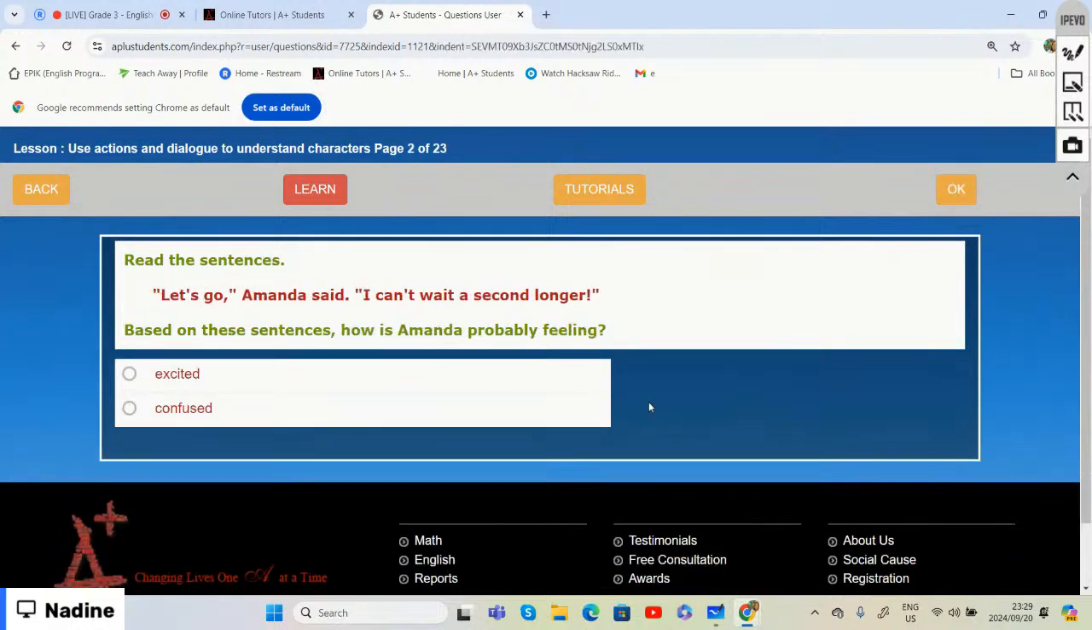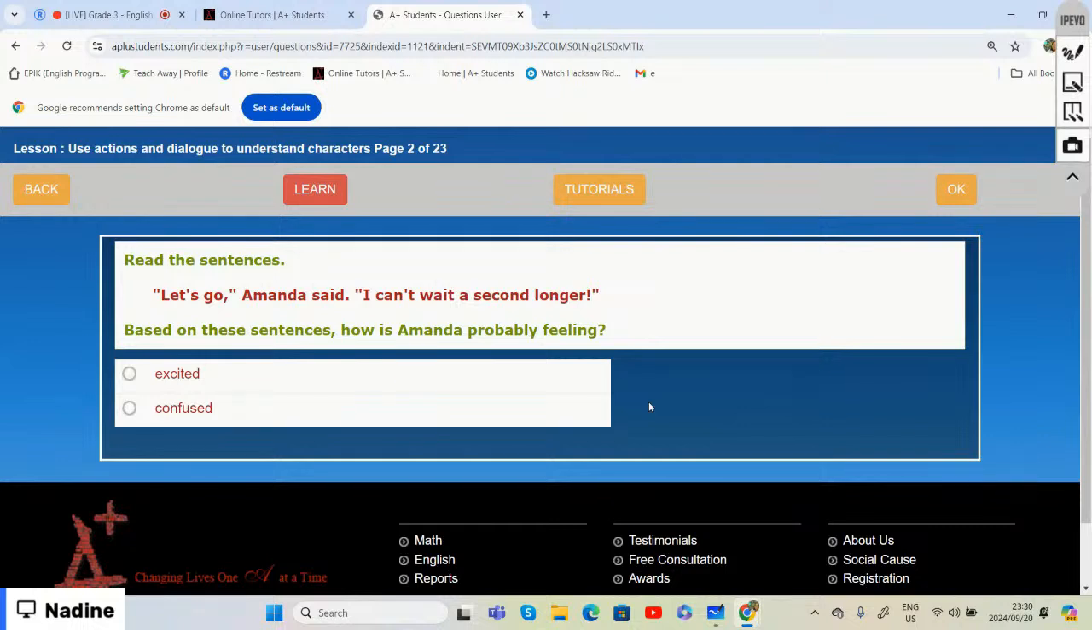All right, let's read the next sentence. It says, "Let's go," Amanda said. "I can't wait a second longer." How do you think Amanda feels? She says, let's go. I can't wait a second longer. Is she excited or is she confused? And yes, unfriendly is correct.